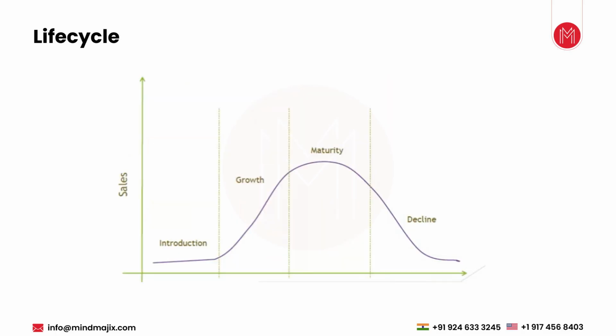The second word, after product, is life cycle. Life cycle itself is a big topic. However, in terms of the PLM subject, what we are comprising in the life cycle is all the products which go through a certain life cycle. That life cycle has different phases. For example, here we have shown a sales versus time graph.